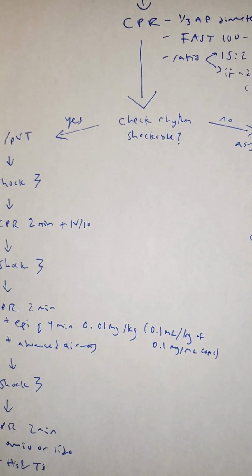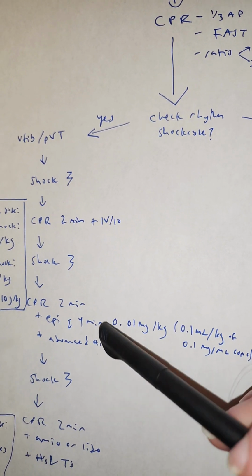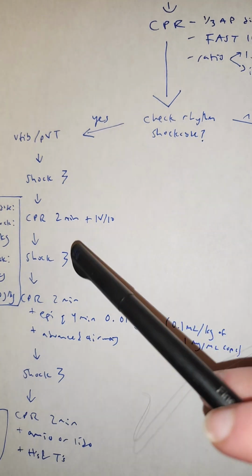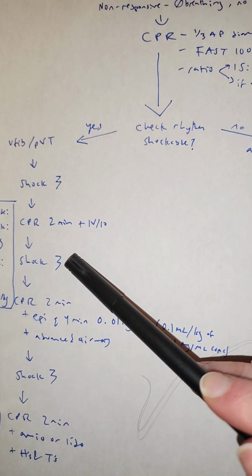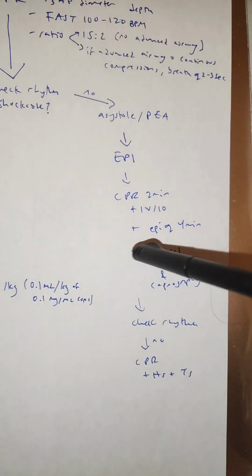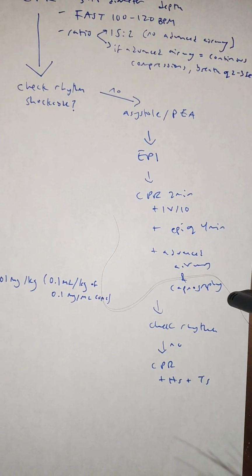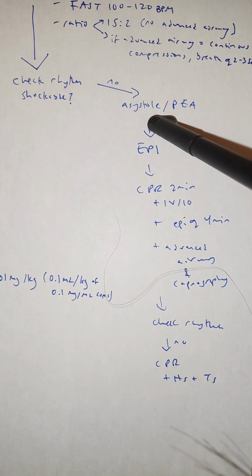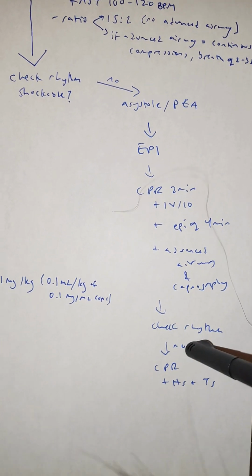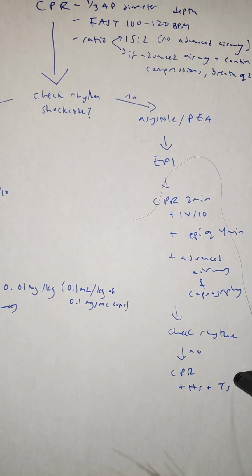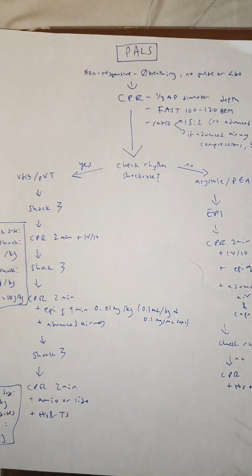They might have switched. If you see that they switched, then you go into this algorithm, and at any point, if this switches when you're checking, before you give the shock, you always have to check, right? If they go into here, then you have to stop this and you go to here. So either way you could go back and forth if the rhythm switches. Now, if the rhythm is still asystole or PEA, then you just continue CPR and work on those H's and T's. And that is the algorithm for PALS.